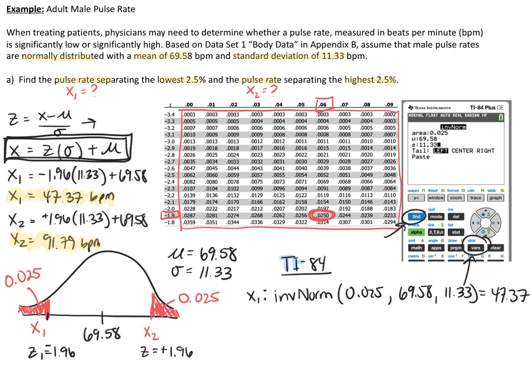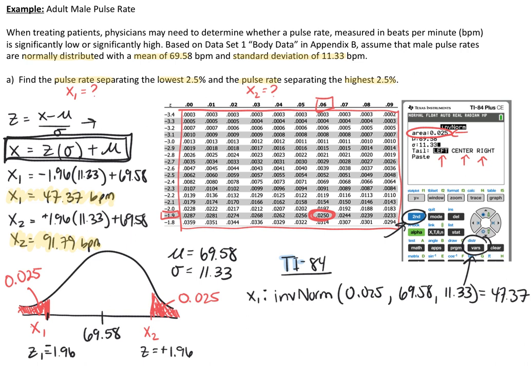Now, if you have one of the newer calculators, it's pretty fancy. It gives you the option to choose left, center, or right. So if that's the case, then you can choose the area that's being shaded. So whatever area you put into that first line there, you can choose if the area that you're typing in is the left, the center, or the right.